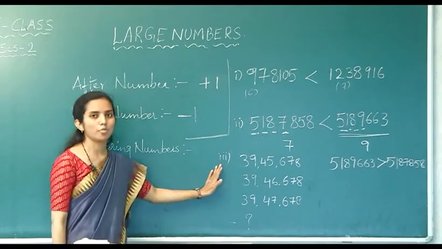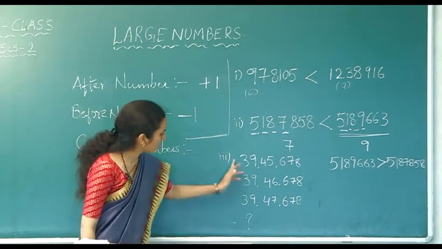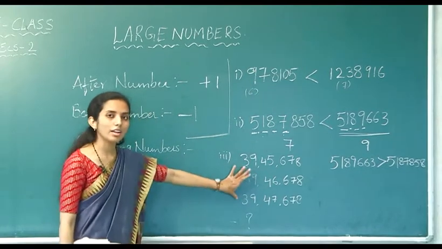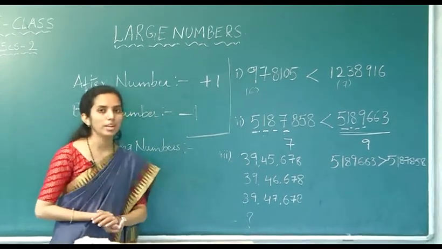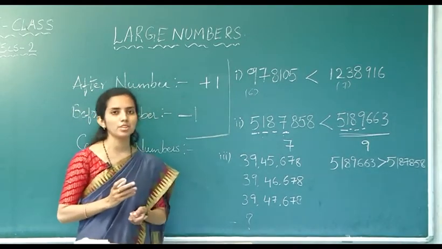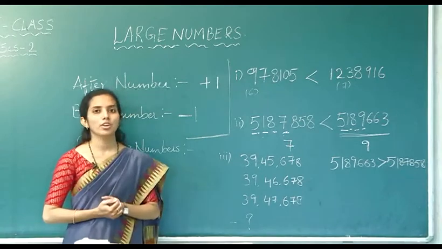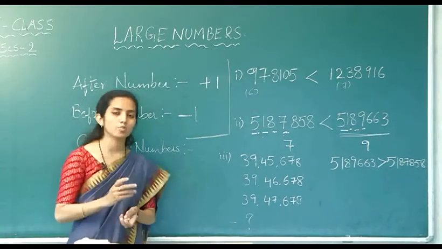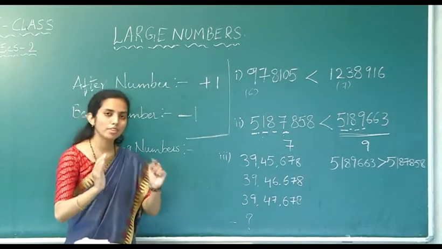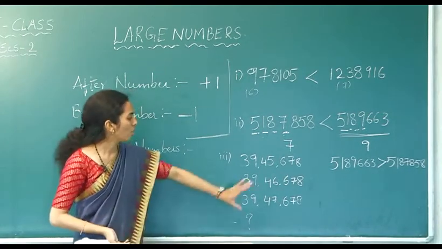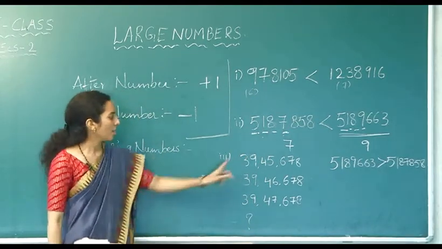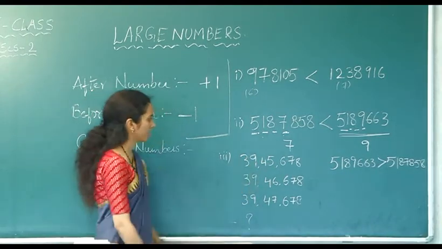So, third example. There are 3 numbers here. These 3 numbers are in series. In mathematics the most important thing is observation of numbers and understanding of the question. If you do this properly, half of our problem is solved, half of our concept is understood. So, by observing these 3 numbers, what do we find? First of all, let us read these numbers.